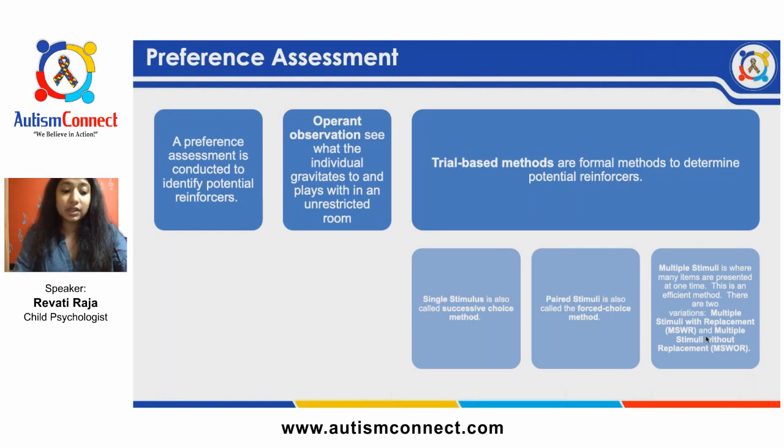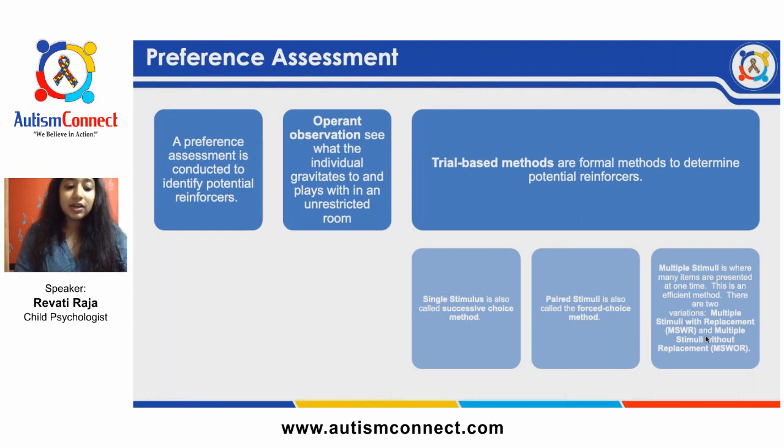There are two variations of this. One is the multiple stimuli with replacement, and the other is multiple stimuli without replacement. With replacement, you give a number of items together, and when some items are not chosen, you replace those items with other items. You start noting down what items were not taken, what items were taken, and how long the child played with a particular item, and therefore you understand the interest level of the child in that item.